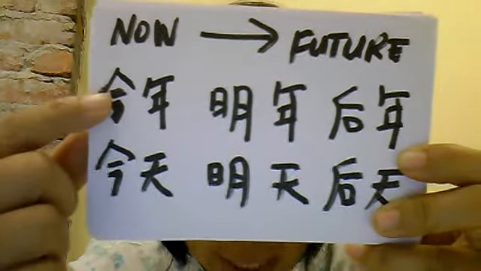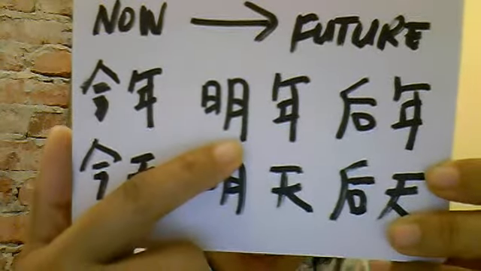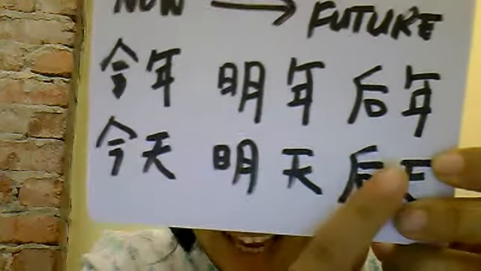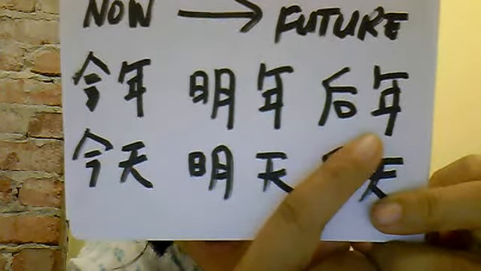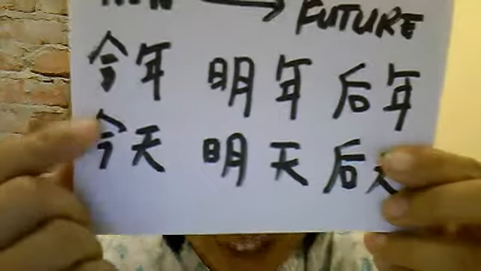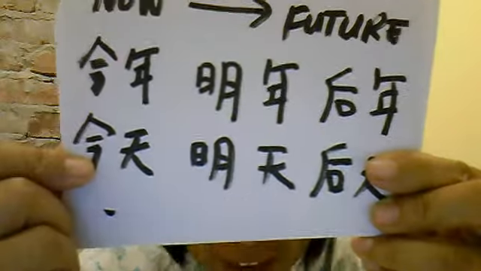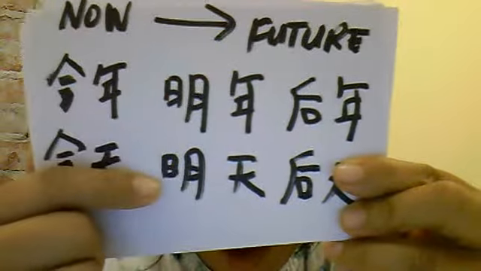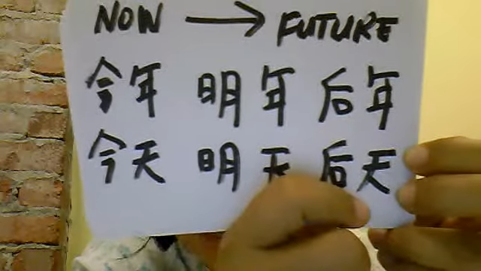So say this year, you say 今年. Say today, you say 今天. Next year is 明年, and tomorrow is 明天. And the year after next year is 后年, and the day after tomorrow is 后天. So 今年, 今天, this year, today, 明年, 明天, next year, tomorrow, 后年, 后天, the year after next, the day after tomorrow.